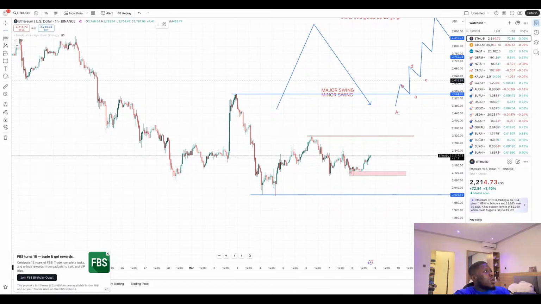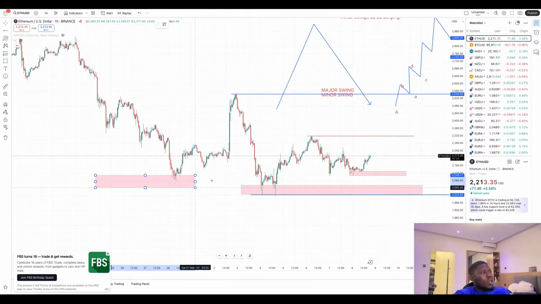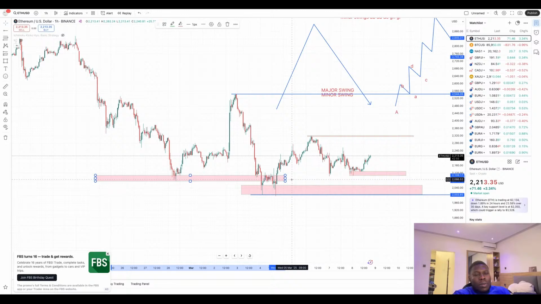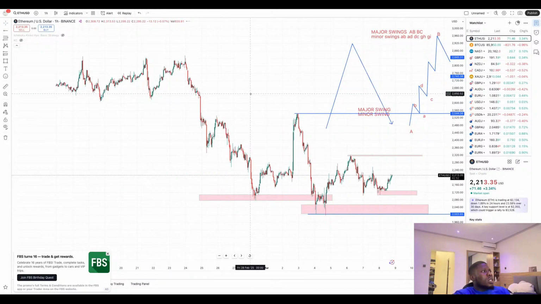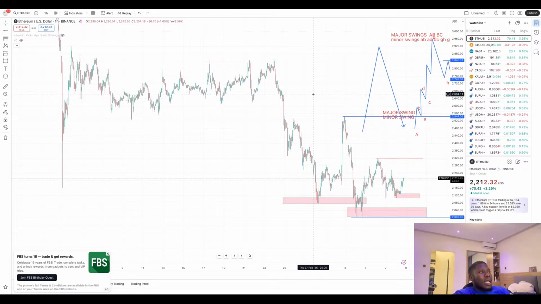Oh, sorry. Let me use my area because I have this place. Another major swing. I have this place. So in this time frame I am on, this is the time frame I'm on. These areas are my major swings.